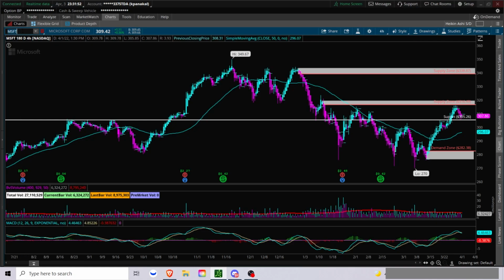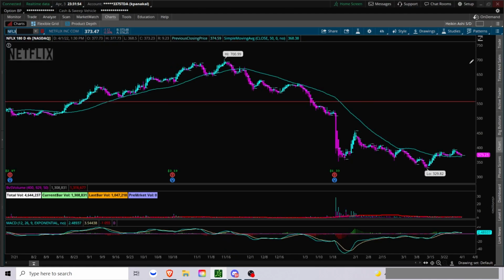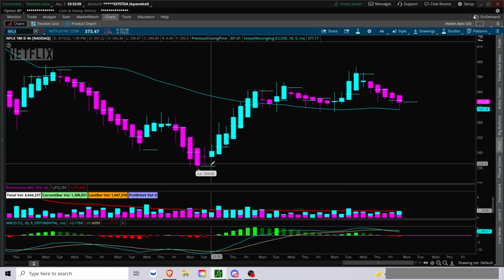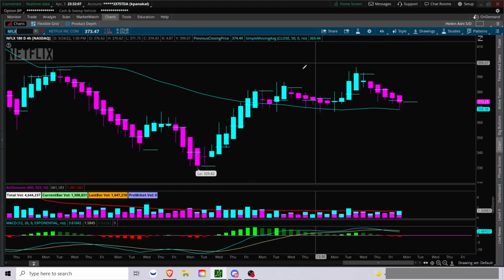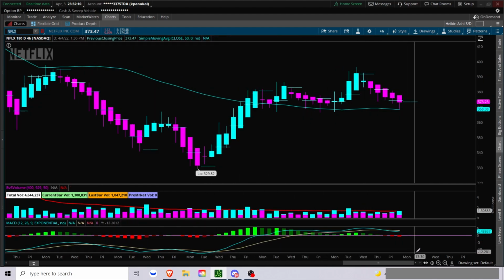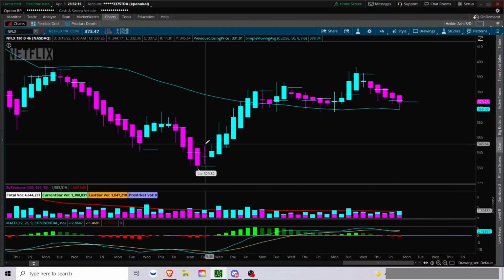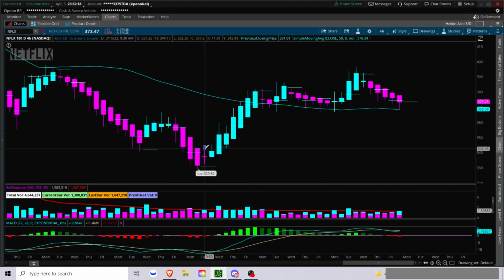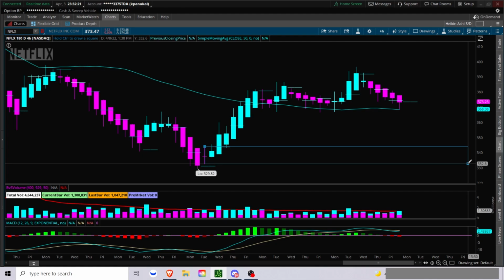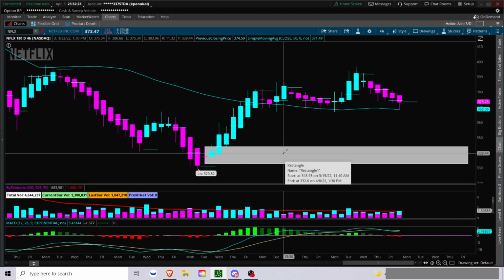Netflix, alright. Let's see Netflix. Okay, what is going on with Netflix? Oh yeah, I remember this dump. That's crazy. Alright, straight off the bat, you guys can see where we can easily plot out a demand zone right here. We got this demand zone from 343.93 to 332.60.